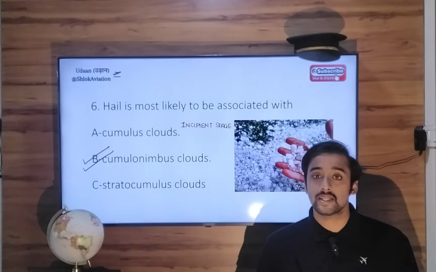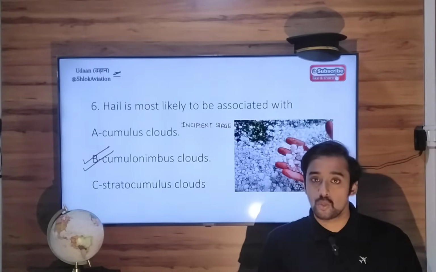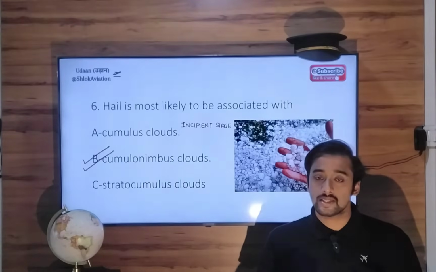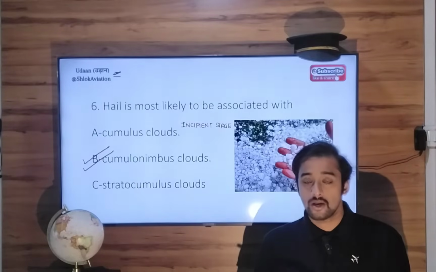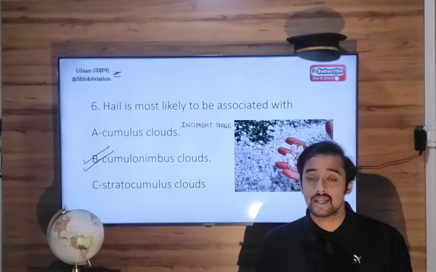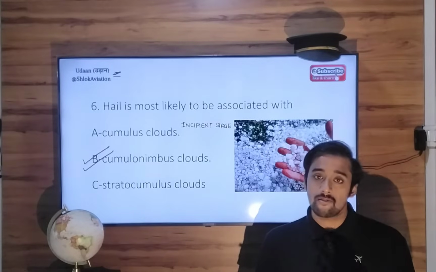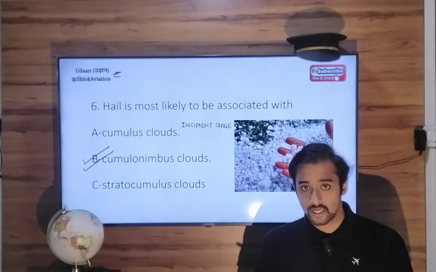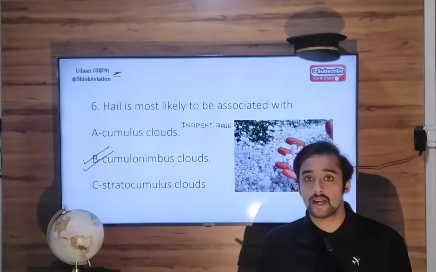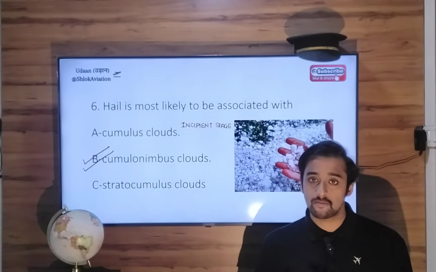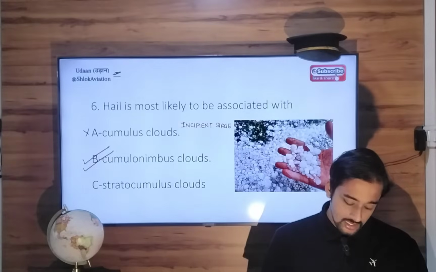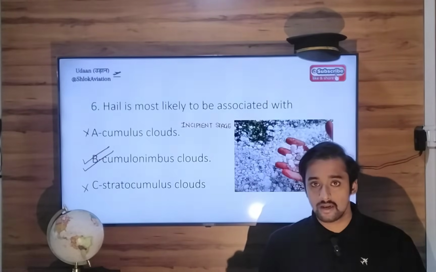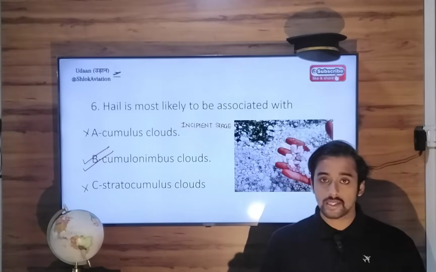A thunderstorm always originates from a cumulus cloud, then it grows in size and later on becomes a cumulonimbus cloud in its mature stage. So hailstorm or hails are formed when cumulonimbus cloud is in its mature state, when there are both updrafts and downdrafts. The availability of both these updrafts and downdrafts aid in the formation of hails. So cumulus cloud can be eliminated, and along with that, stratocumulus cloud can also be eliminated. It's irrelevant. So option B is the correct option.